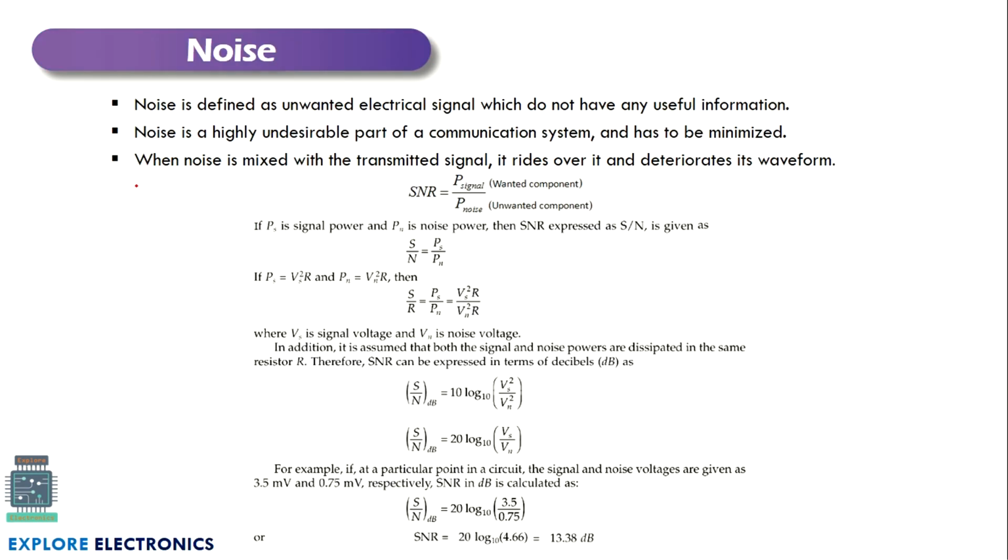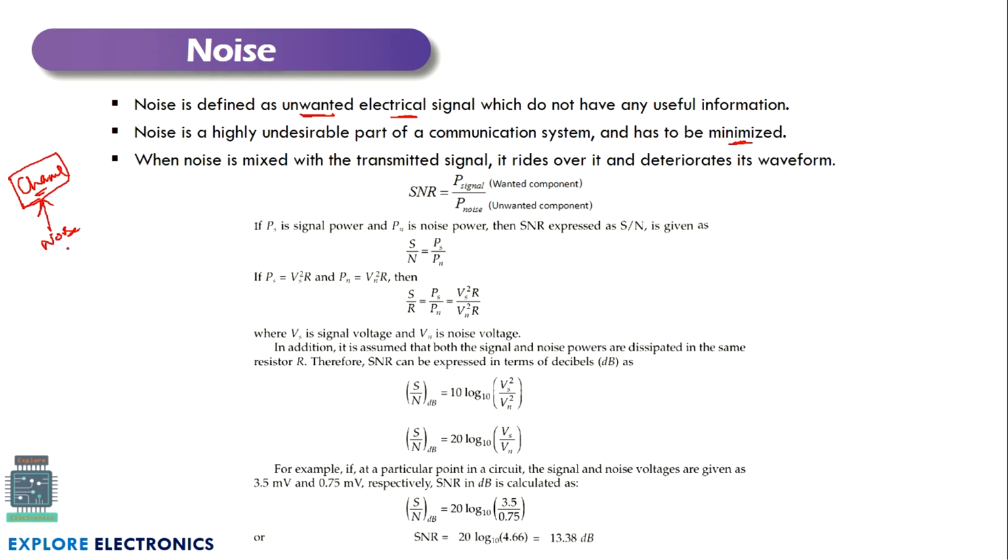And then what is noise? Noise is a thing which will be added with the signal while the signal is transmitted in a channel. This is what noise is. So we can say noise is a disturbance, or an unwanted electrical signal which is added up with the transmitted signal in a channel. So noise is a highly undesirable part in a communication system. It has to be minimized.